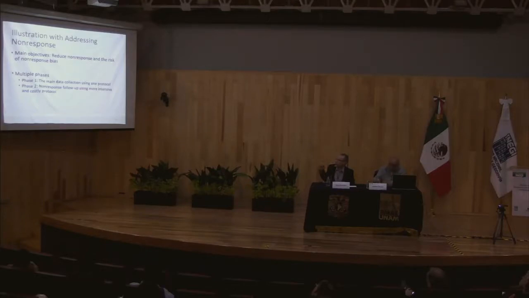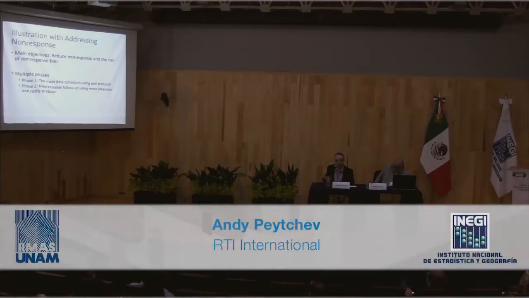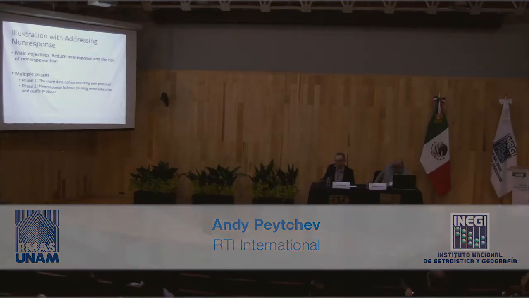So consider a design where the main objectives are to reduce non-response and reduce the risk of non-response bias. That's a very common one. In a responsive design, you'd set that up into multiple phases. So you have only two phases, a main data collection, phase one, and then some more expensive protocol that should be more effective at getting the people that you're not getting in that main protocol that you label phase two. And you may not be able to afford that protocol for everybody in your sample, only for a subset.